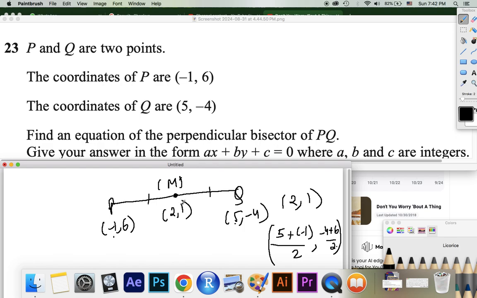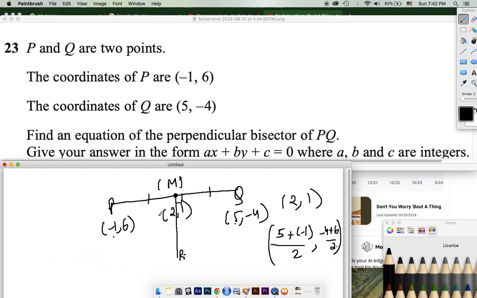Okay, now we are drawing a perpendicular bisector from here. So let's say the bisector is drawn here below, just for the sake of clarification. Now let's name this line MR, the perpendicular bisector. Now we know one thing: first we find the gradient of PQ.